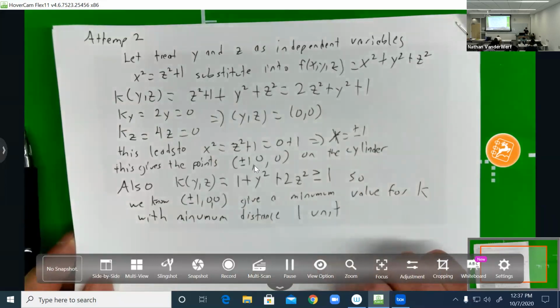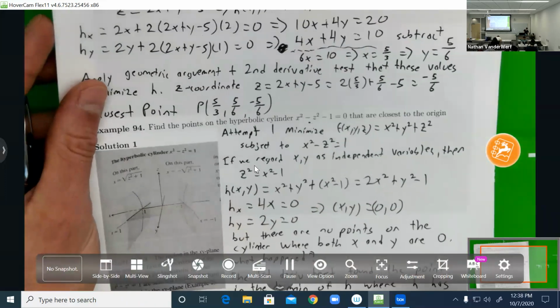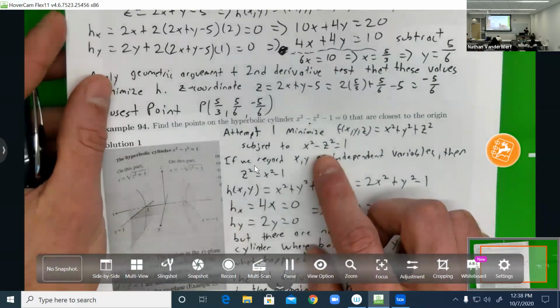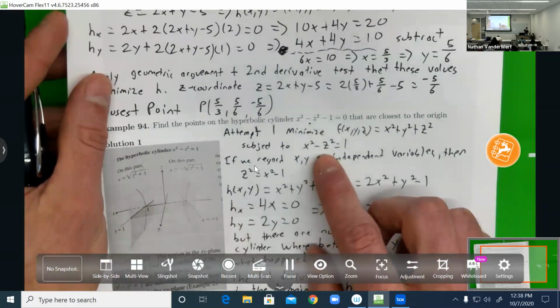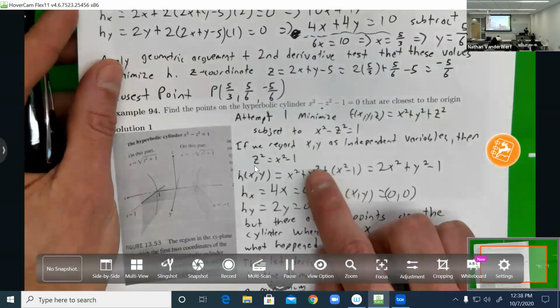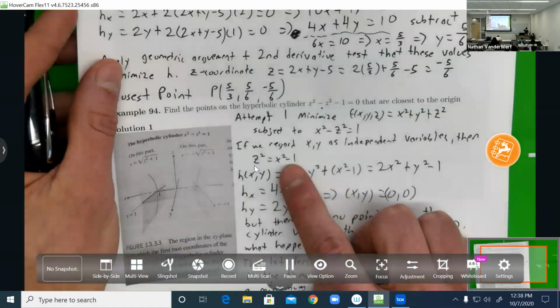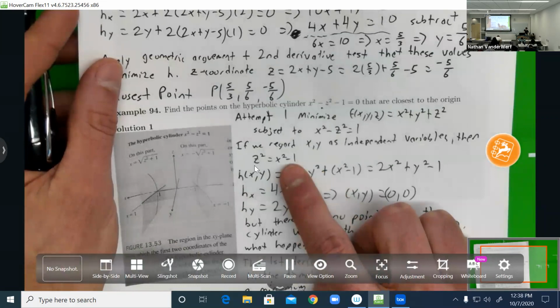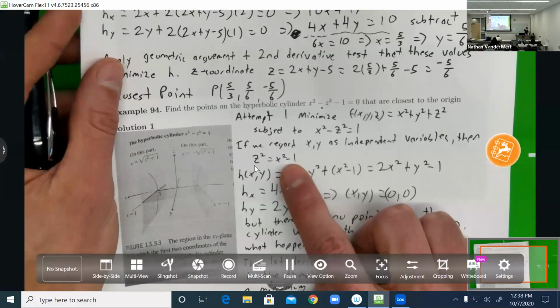So that's one thing you want to look for if you're doing it this way: if I'm going to solve for this variable, can I plug in any value for it? If I'm going to solve for z here in terms of x, can I plug in any value of x? And the answer is no. But if you write x squared in terms of z, you can plug in any value for z.